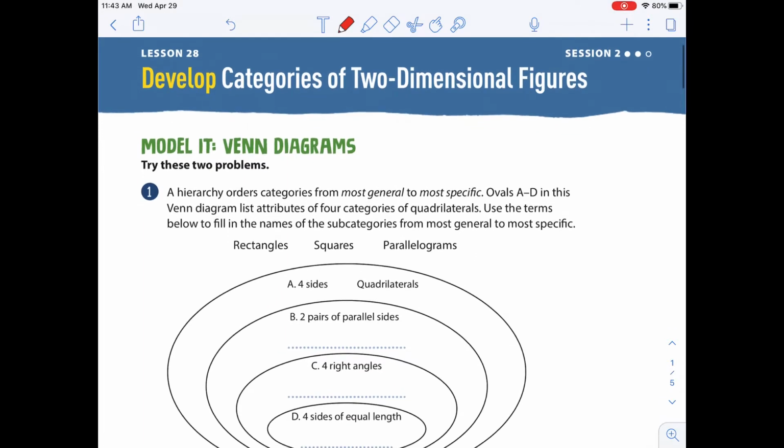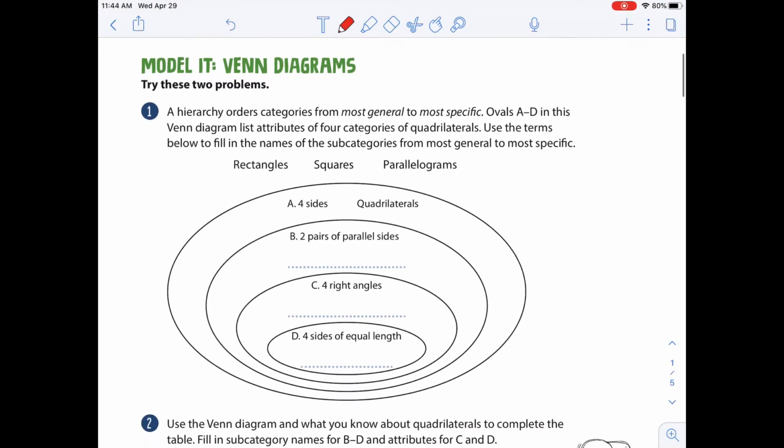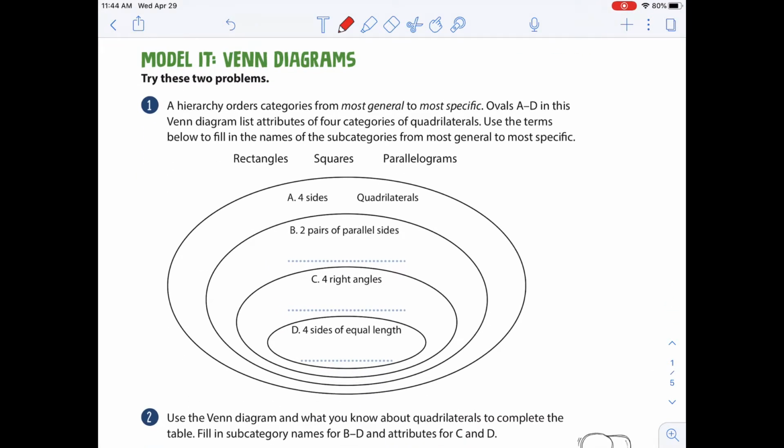All right, so we're going to review classifying quadrilaterals. Quadrilaterals, we learned, are four-sided polygons. Okay, and we're going to look first at a Venn diagram and review how we can use a Venn diagram to categorize or put into groups different four-sided shapes or quadrilaterals. Okay, so if you notice, this is a Venn diagram, and there's four ovals. On the very outside oval, you will find quadrilaterals. Quadrilaterals are just four-sided figures.